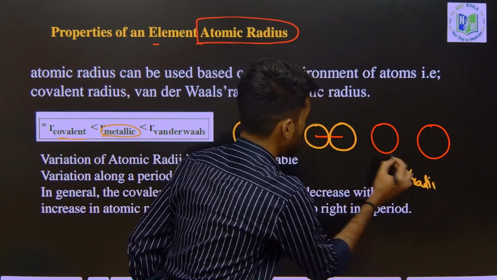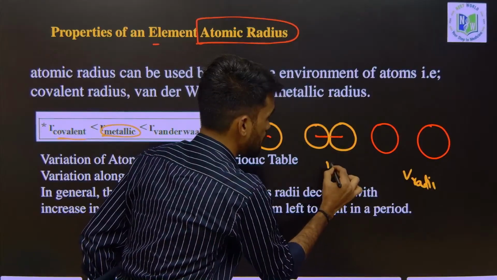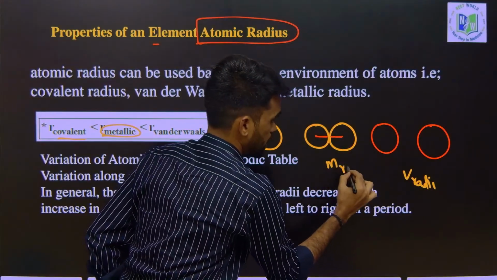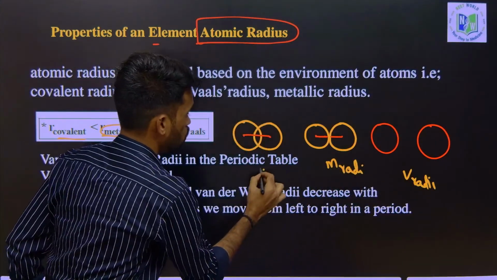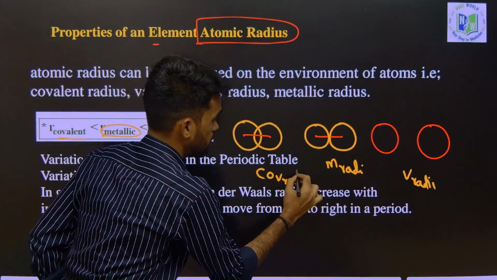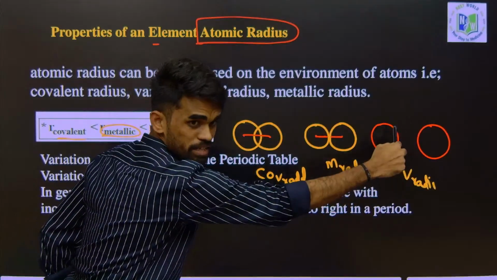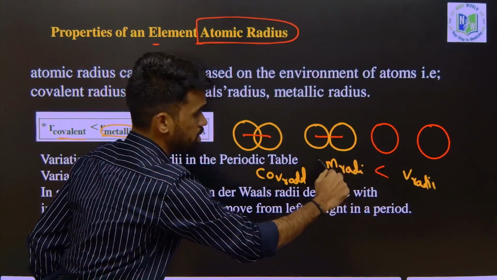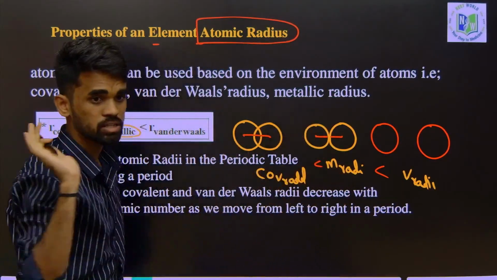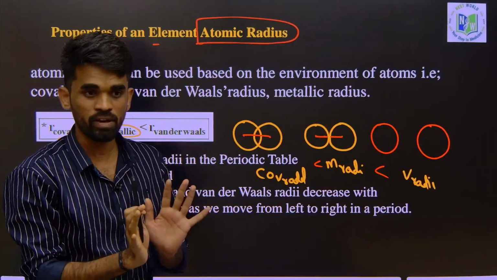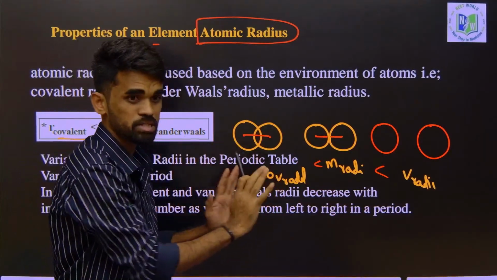Okay. So then next this is metallic radius. And what about this? Covalent radius. So tell me which is maximum? Van der Waal distance is more, so van der Waal, after this metallic, and least is covalent. This is the basic way of understanding of different types of radius.